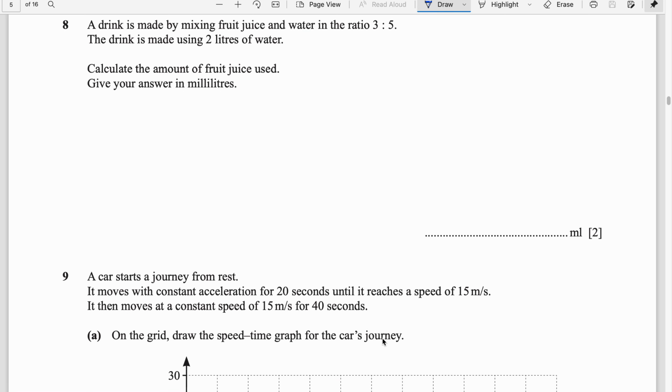Question number 8. A drink is made by mixing fruit juice and water in the ratio 3:5. The drink is made using 2 liters of water. So fruit juice and water, the ratio is already given. 2 liters of water. Calculate the amount of fruit juice used. Give your answer in milliliters. So we already have this data and we need the answer in milliliters. So let me convert this into 2000 and this is unknown, cross multiply. So x equals 3 into 2000 divided by 5, which is 1200 ml of fruit juice used.